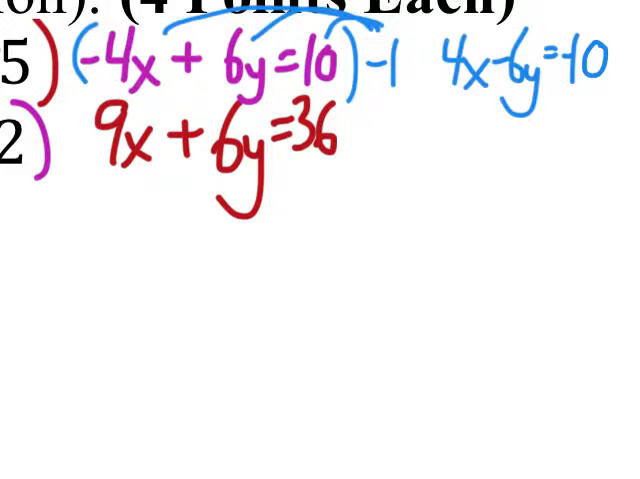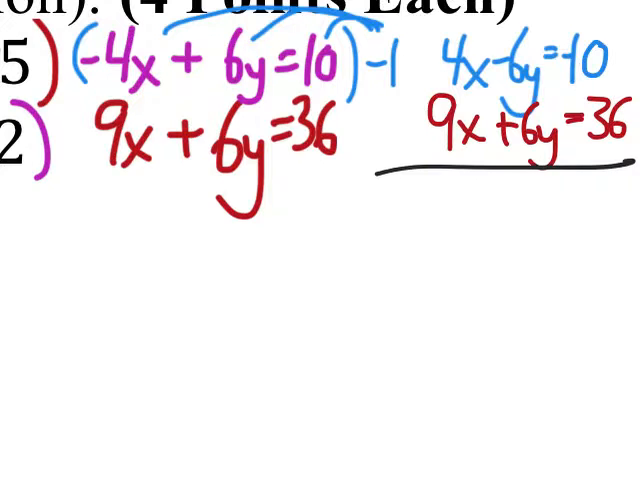And the bottom equation is going to stay the same. We got 9x plus 6y equals 36. Now what I can do is just add these together. So 4x plus 9x is 13x. And what you'll notice here is that negative 6y plus 6y is 0. So these eliminate. And that's what we wanted to happen in the first place.